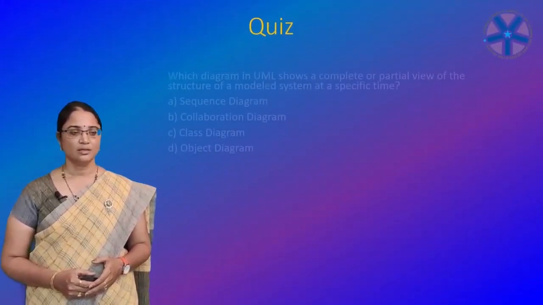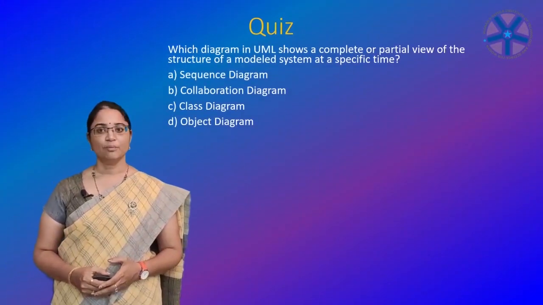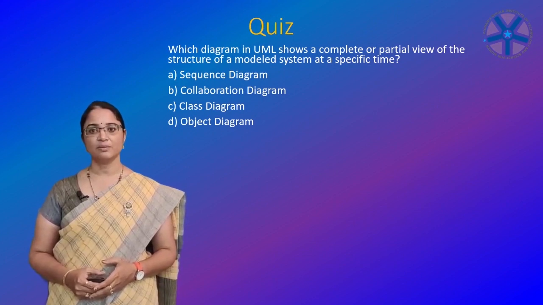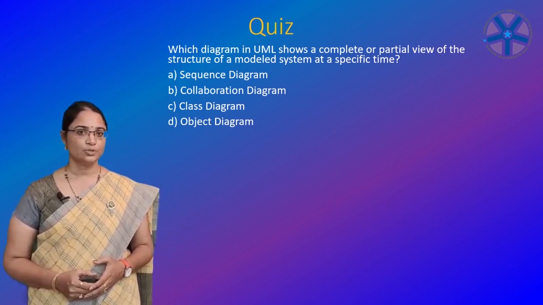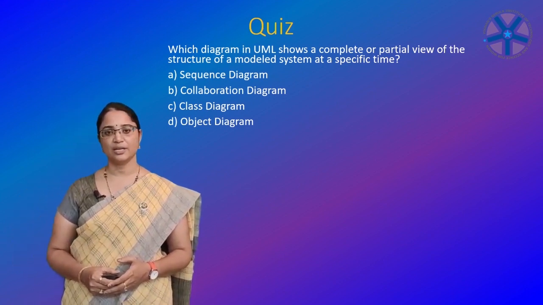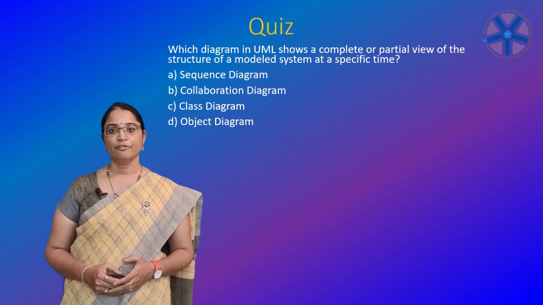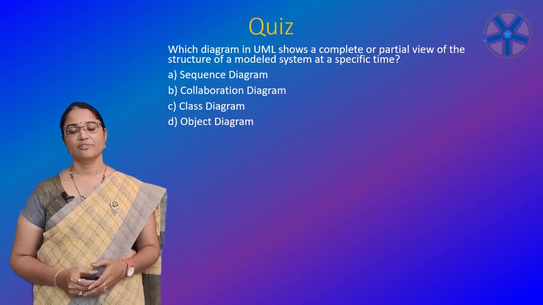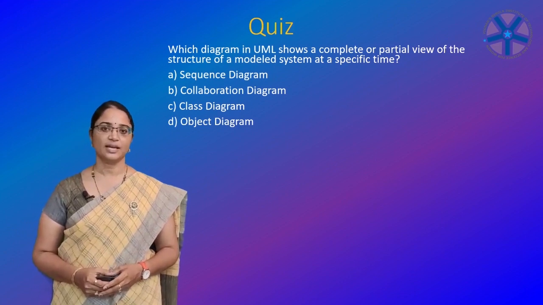Next one is, which diagram in UML shows a complete or partial view of the structure of a modeled system at a specified time? So here we have 4 types of diagrams: sequence diagram, collaboration diagram, class diagram, and object diagram. For this specified time, it means instance. For an instance, we need to use the object diagram.